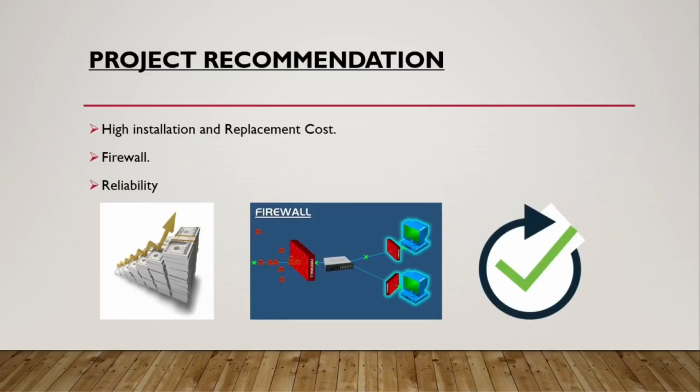Now we go to the project recommendation. Firstly is high installation and replacement cost. In my recommendation, the company should operate a hybrid network where office computers that need speed connect to a wired network and other devices can use a Wi-Fi connection. Secondly is firewall. For any wired network connected to the internet, firewalls are the primary security consideration. Wired Ethernet hubs and switches do not support firewalls. Software products like Zone Alarm can be installed on computers, and routers offer equivalent firewall capability built into the device.